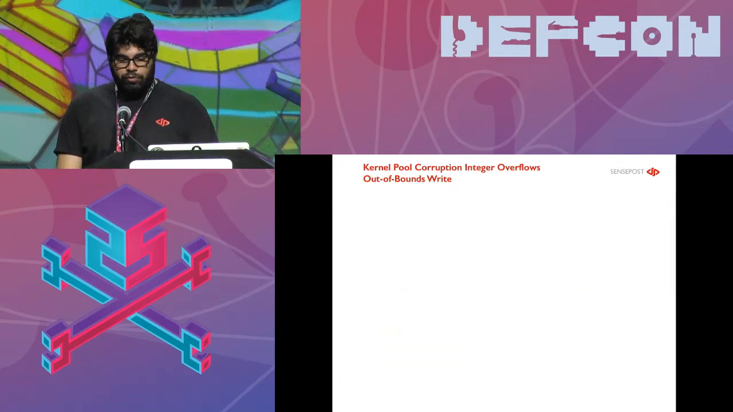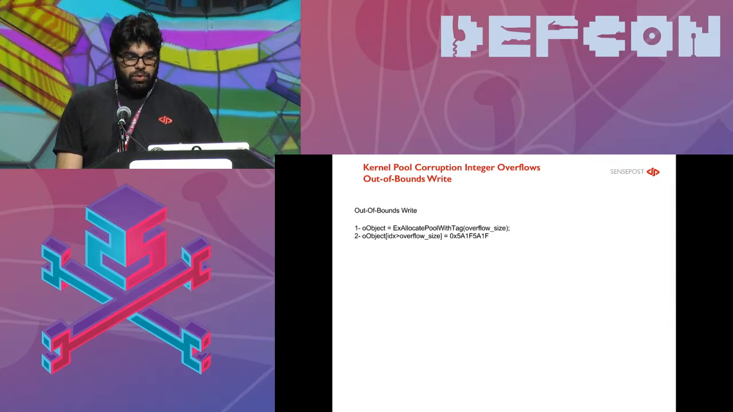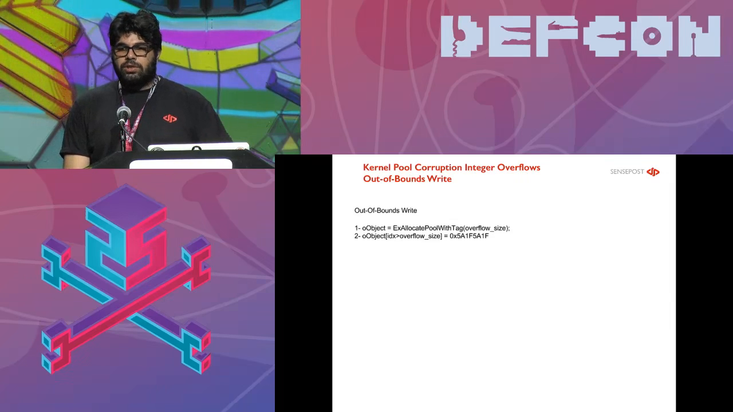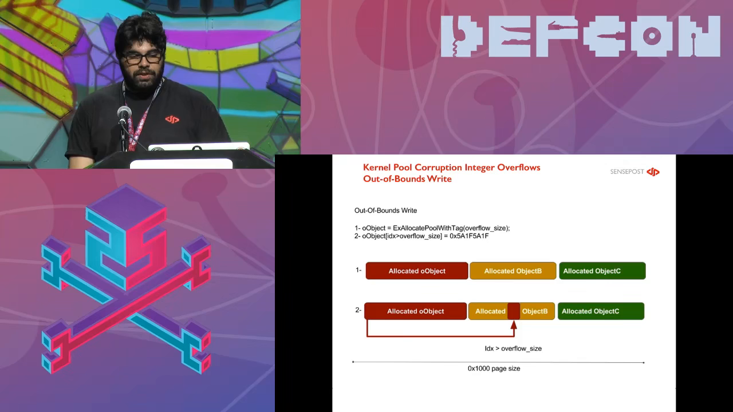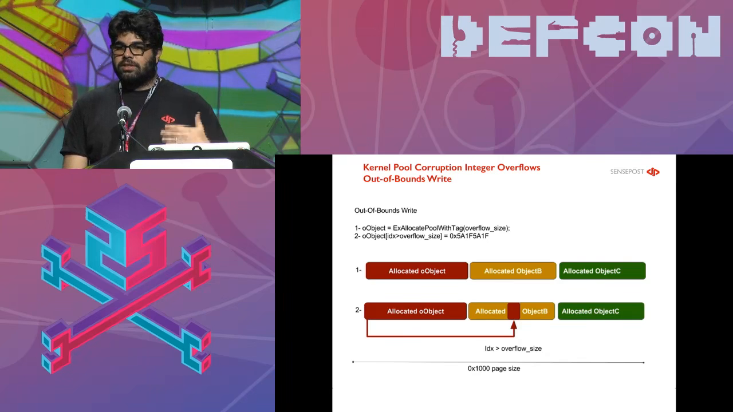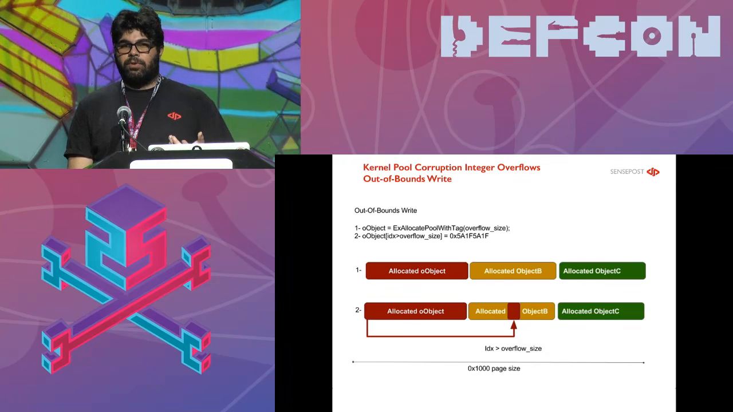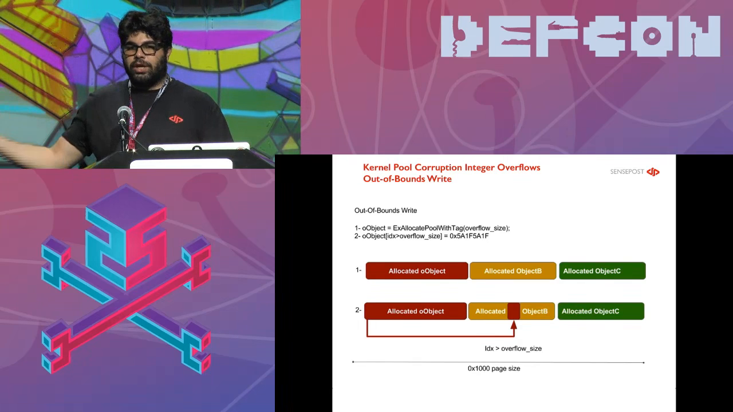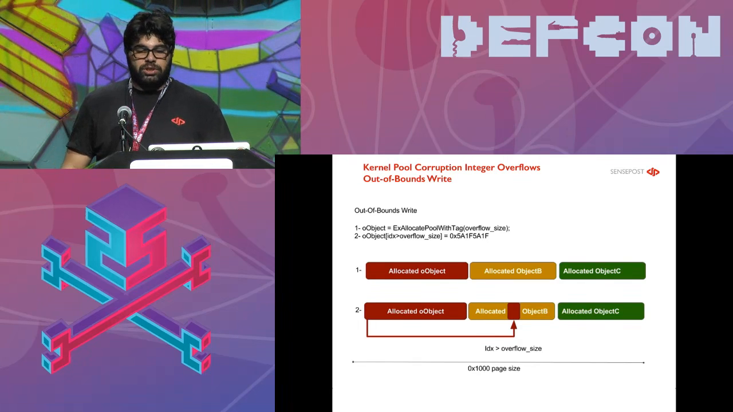The next one is out of bounds writes. So if you think of an overflowed size that will allocate a smaller object, and then the function expects that object to be of a certain size and tries to write to a certain offset of it, it will effectively write this data in an out of bounds location from the allocated object size.